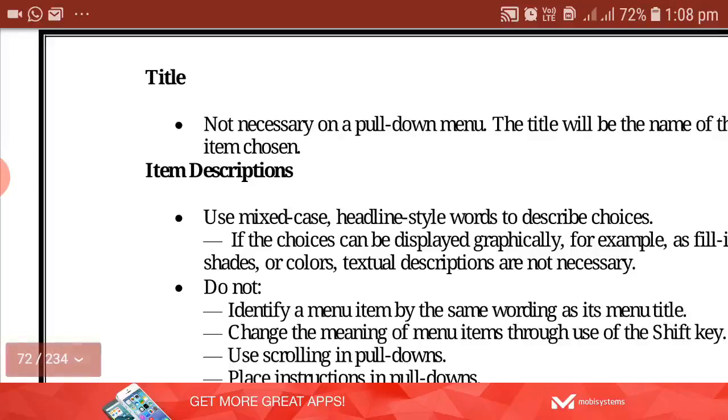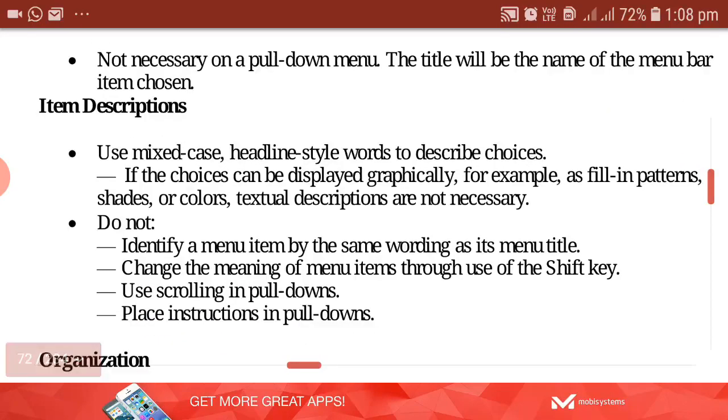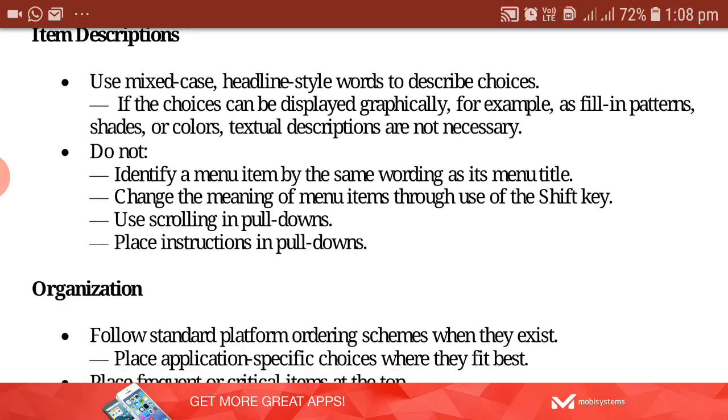Okay, item description. How to describe the items within the menu? Again same thing, you can make use of mixed cases, uppercase and lowercase letters, to name the options or to name the choices. Suppose any graphical display is available for that, then you can avoid the textual description. Suppose pen and all those kind of graphical things are there, for them you can avoid the textual description. If any graphical display is available for that choice, only the graphical display can be given and you can avoid the textual description, or else you can give both, textual beside that graphical representation.